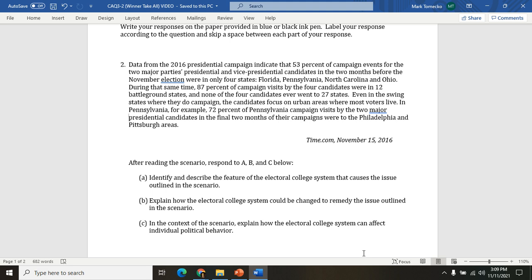This has challenged students before. As much time as we spend talking about the Electoral College system, students still struggle with it. It is winner take all. It's the one and only answer to part A. Winner take all is what causes this issue. Because these swing states are all or nothing, you're either going to win all the electoral votes or your opponent is going to win all these electoral votes.